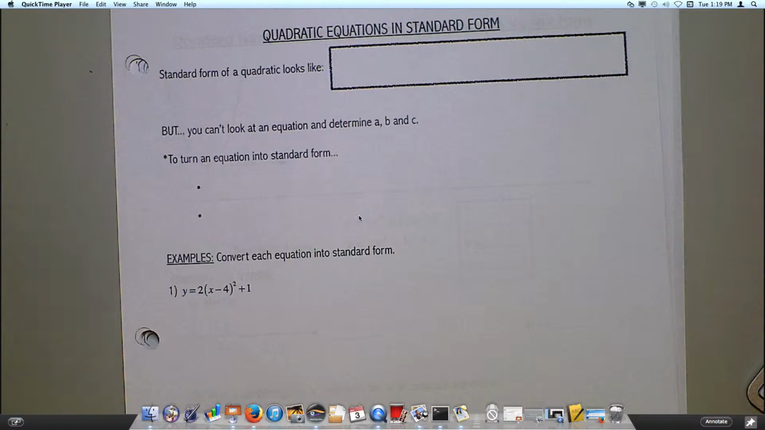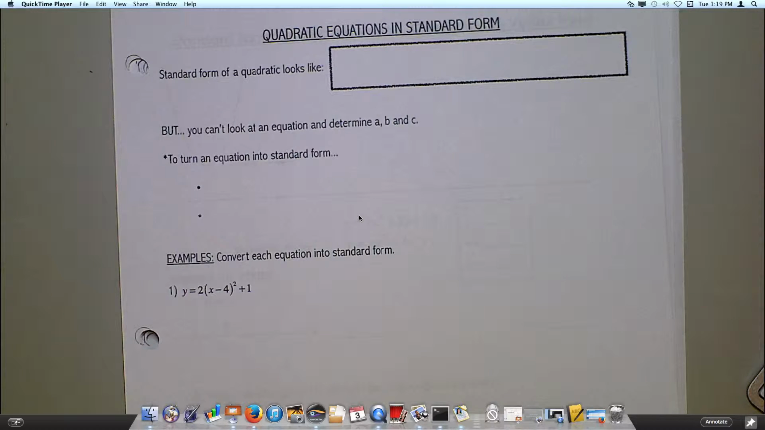is another way to write a quadratic equation. We've talked about writing them in vertex form, which is the form that we talked about yesterday. Now we're going to convert from vertex form out to what's called standard form. And standard form is going to be real useful later on in the chapter.